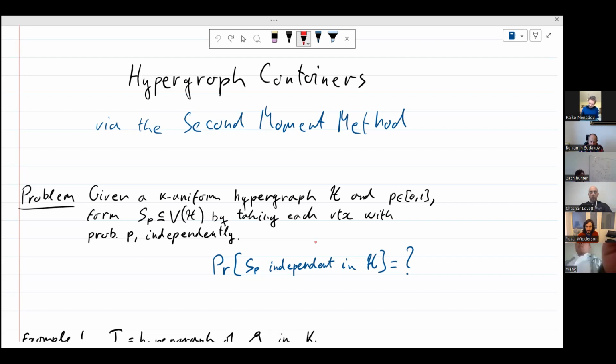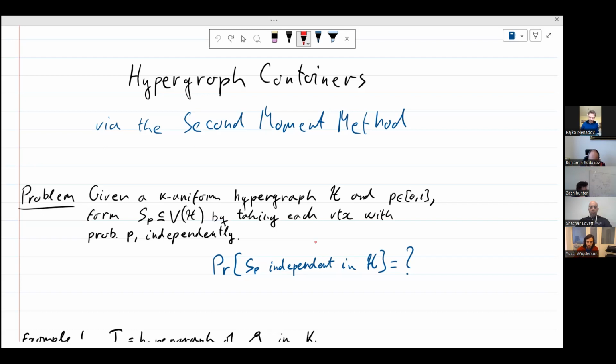Okay, so the first problem I want to consider is the following. Given a k-uniform hypergraph H and some parameter p, which is a real number between 0 and 1, we're going to form a set S_p, a subset of vertices, in the following way. For each vertex of H, I toss a coin, and with probability p I take that vertex, and with probability 1 minus p I don't, and I do this independently across all the vertices. Now, the question I'm asking is, what's the probability that this set S_p is independent in H? And this set S_p is what we call a binomial random subset.